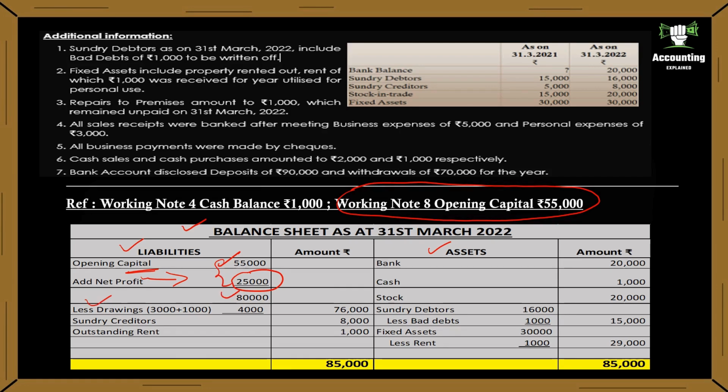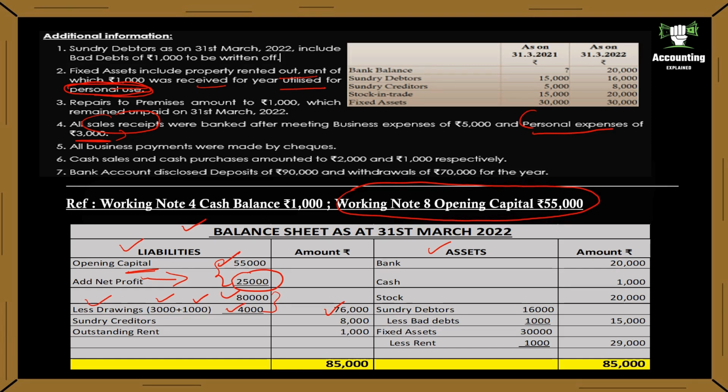Next, less drawings. Fixed assets include property rented out, of which 1,000 was received for a year, utilized for personal use. I told you, this we will see later. So now you are going to add this to the drawings, 1,000 rupees, and again personal expenses of 3,000 have been met from sales and receipts. So this personal expense means what? Drawings again, right? So add that 3,000 also. 3,000 plus 1,000 is the total drawings to deduct. If you deduct 4,000 from 80,000, you get 76,000 as the closing capital.